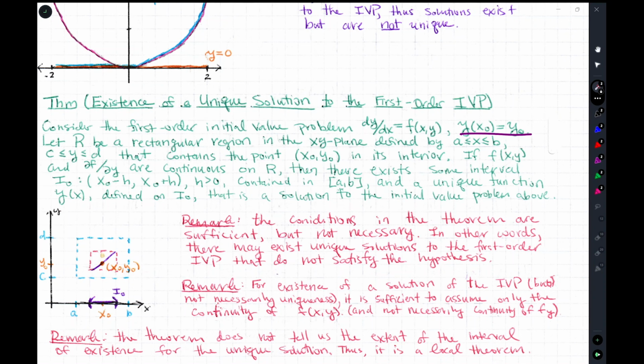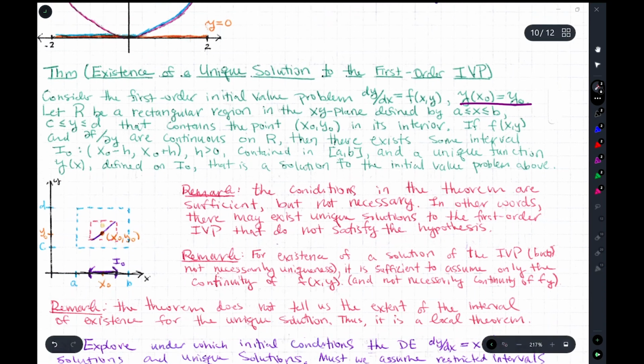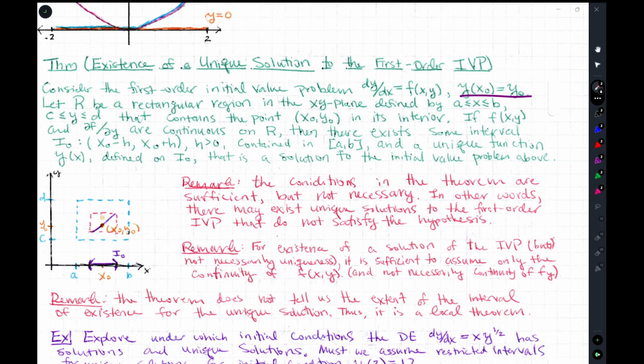We're given that if f is continuous and partial f partial y is continuous, then a unique solution exists. But that doesn't mean that if a unique solution exists, then f has to be continuous and partial f partial y has to be continuous. So that's just saying that the conditions are sufficient but not necessary. Okay, we check those, we're guaranteed we could find one, but we could perhaps find one that doesn't satisfy the hypotheses.